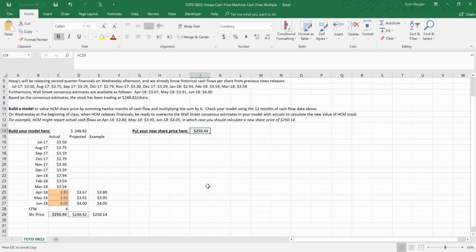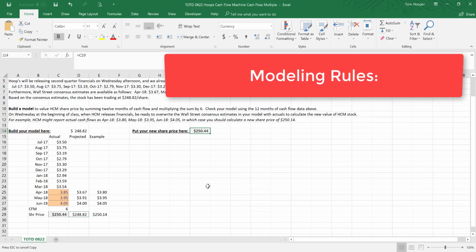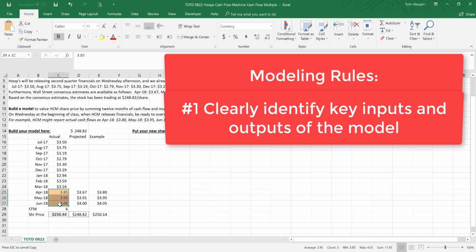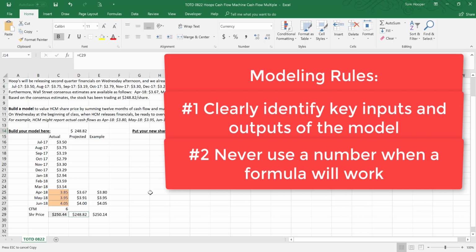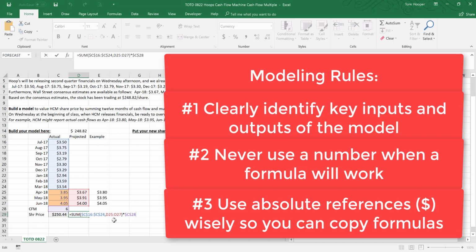So the important takeaway here is three modeling rules. Number one, clearly identify inputs and outputs of the model. Number two, never use a number when a formula will do. Number three, use absolute references wisely so that you can copy a formula across cells.